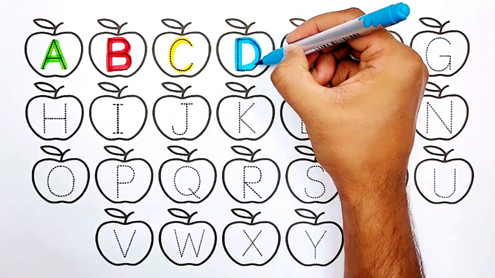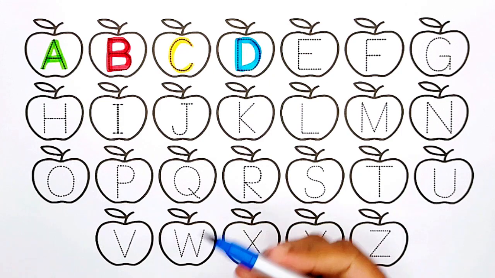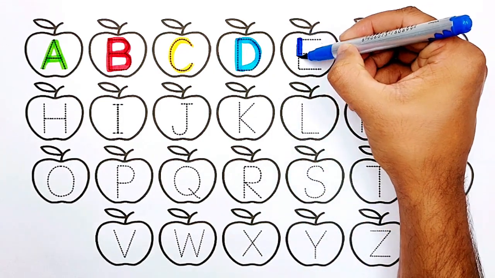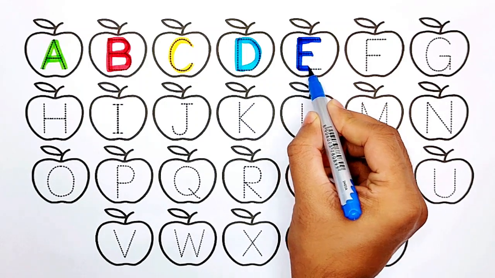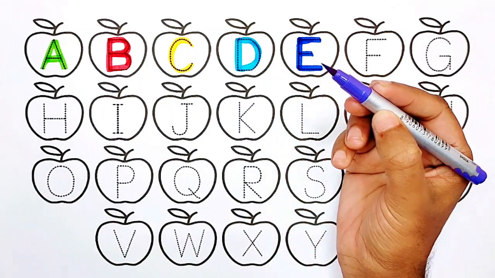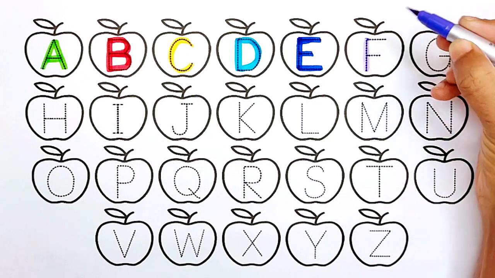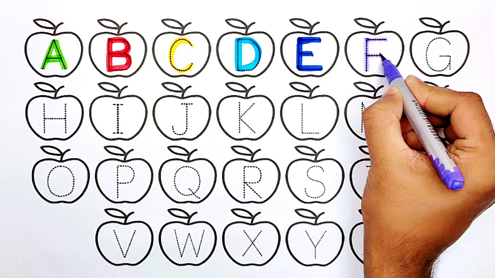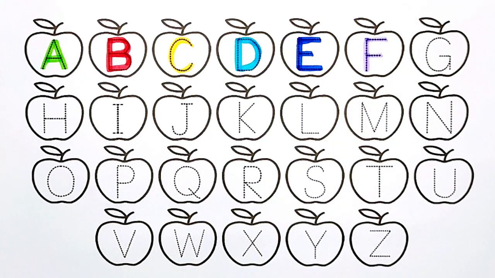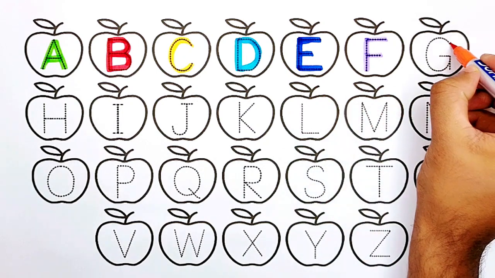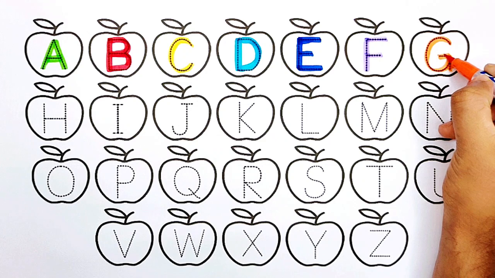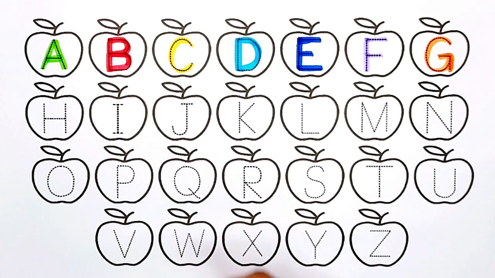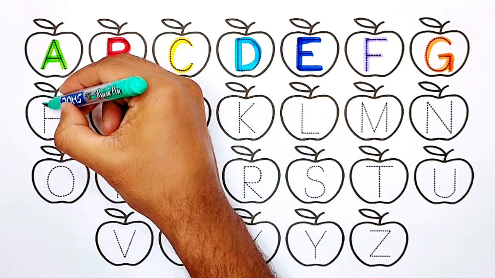D for dog. Blue color. E for egg. Purple color. F for fish. Orange color. G for grapes. Green color.